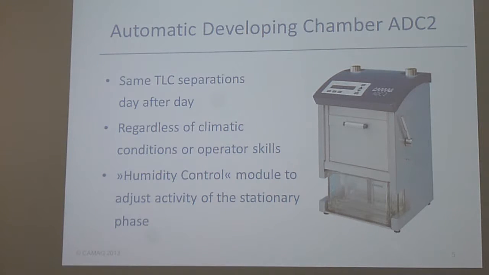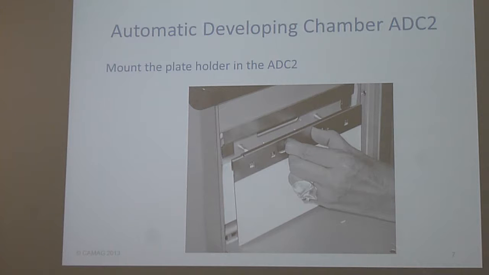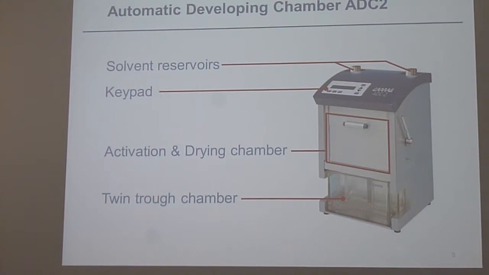Then this is the new one, which has a magnetic holder. You put it in. This is the activation drying chamber. So in the upper chamber, the plate is activated, which means we set the humidity, and it is also dried with the airstream.